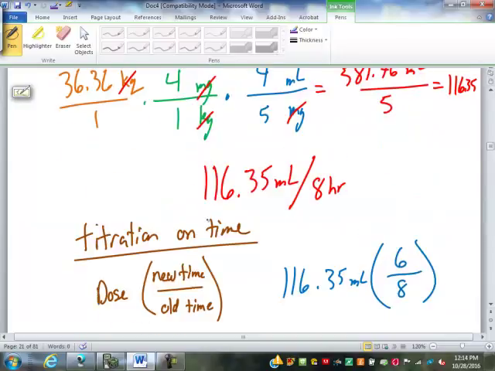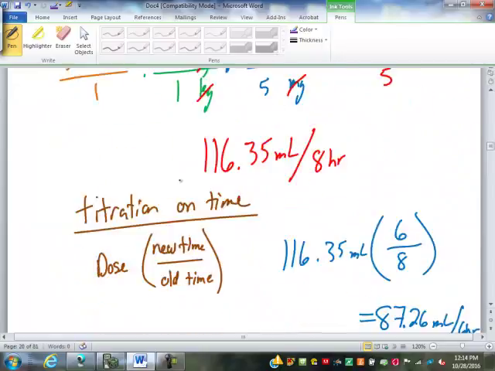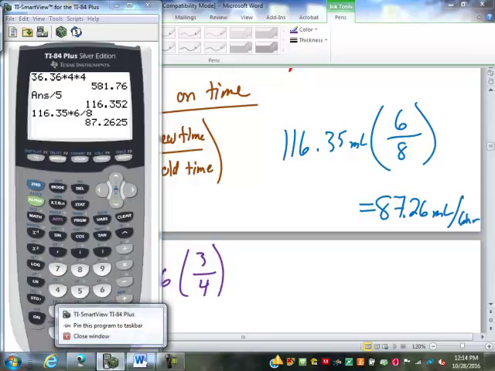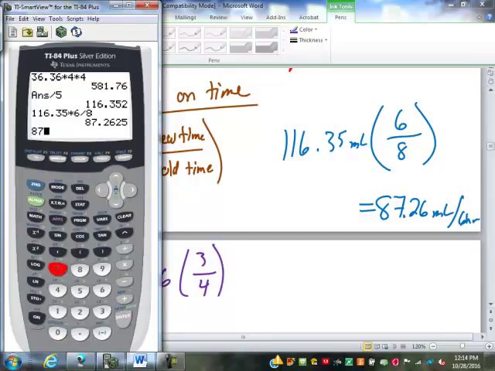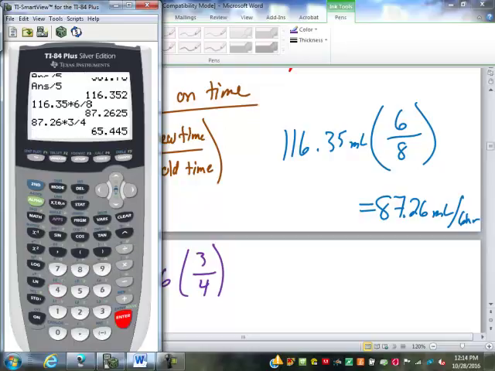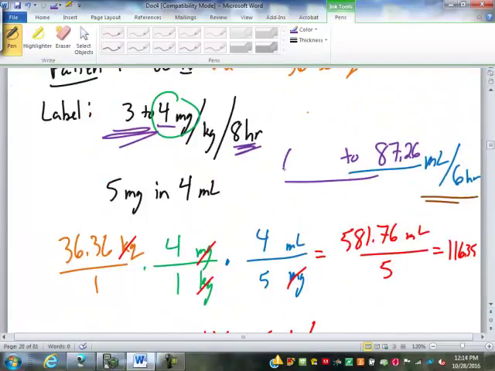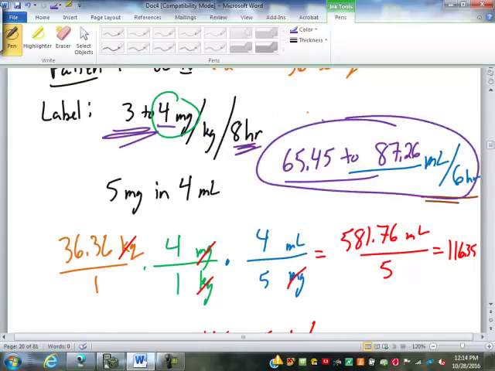times. We use the 4 and we're converting it to the 3. So it'll be 4 on bottom, 3 on top. So 87.26 times 3 divided by 4. 65.45. So this is saying 65.45 to 87.26 milliliters per 6 hours.